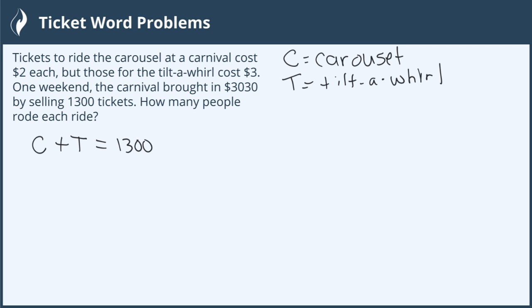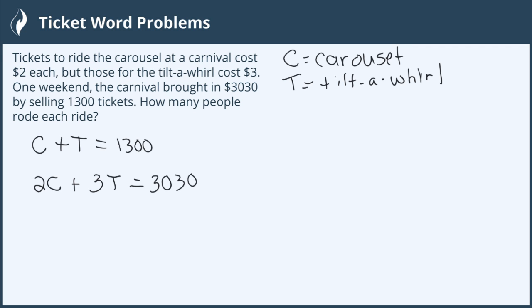Now, for the 3,030, each carousel ticket was $2. So we're going to put 2C for the $2 for each carousel ticket, plus 3T for the $3 for each Tilt-A-Whirl ticket. And the combination of those two will be 3,030. And now we have two equations for two variables.